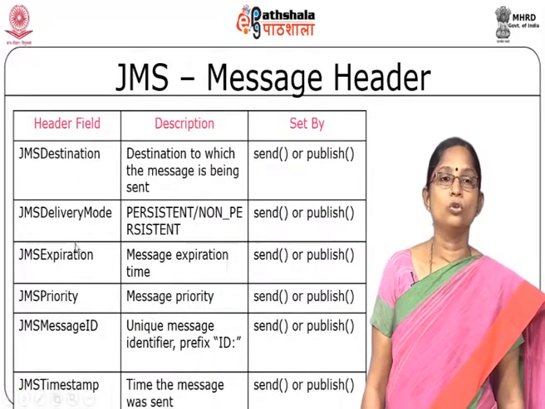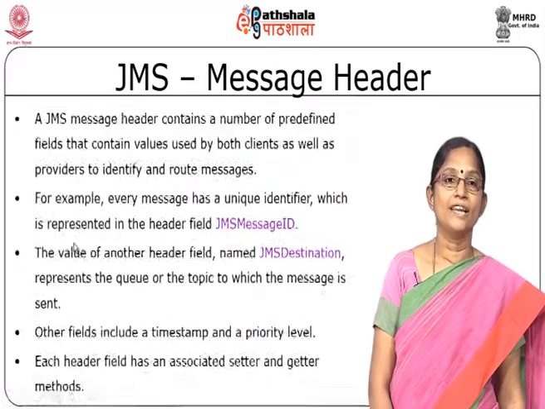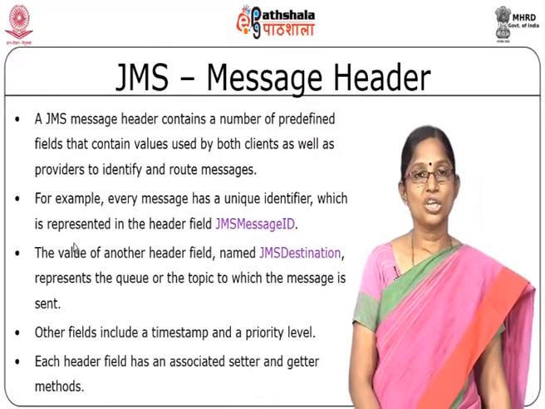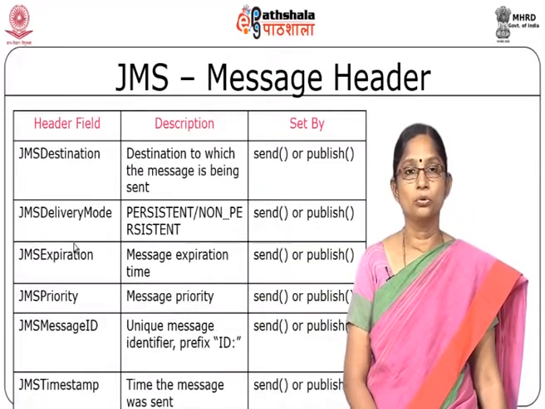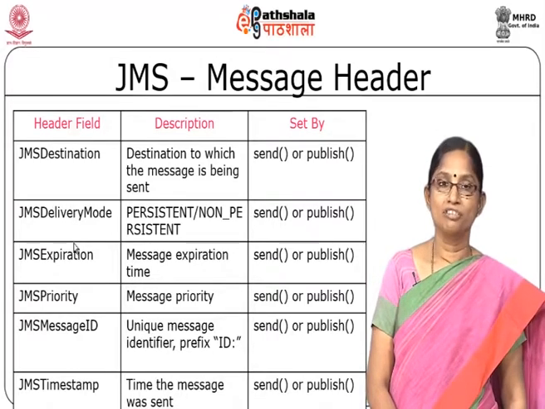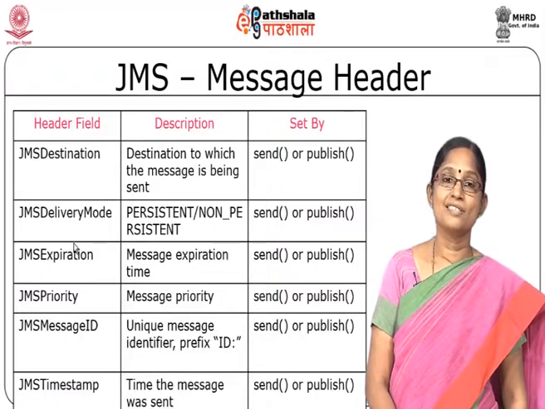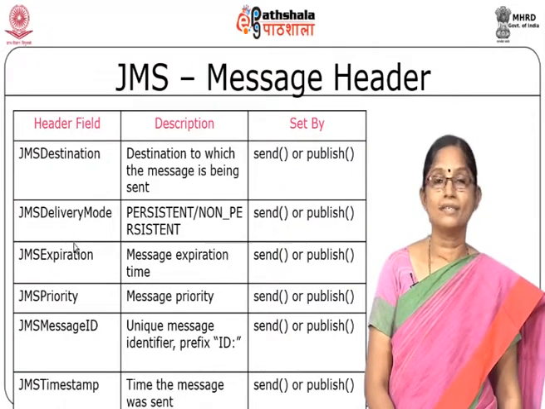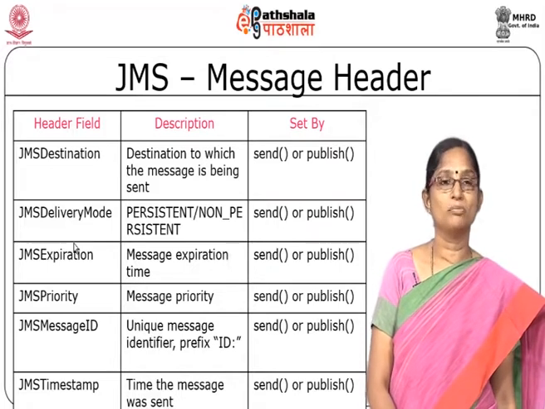Now, let us go through the header fields. Earlier I explained two fields, that is message ID and destination. Now, let us go through all of the header fields one by one. So, a very important field is JMS destination. The destination to which the message is intended or targeted to be sent is given by this header field. Again, this header field is set only by the send method or publish method.